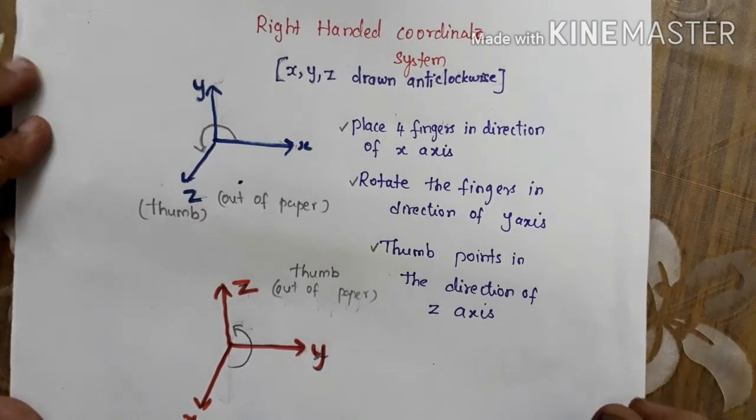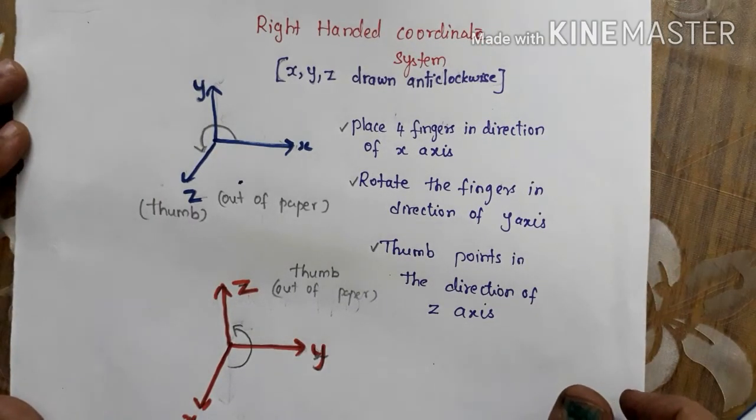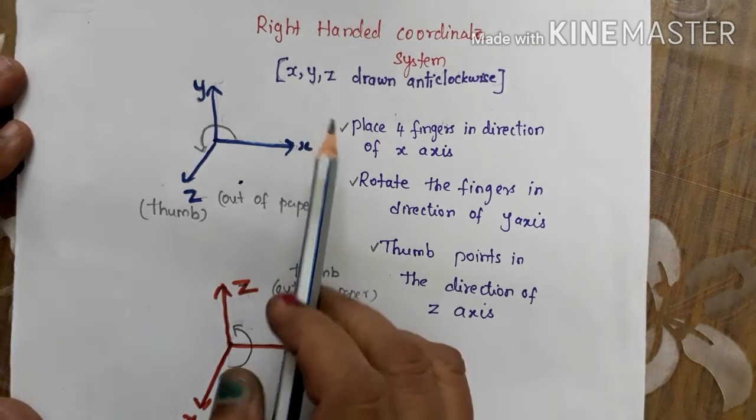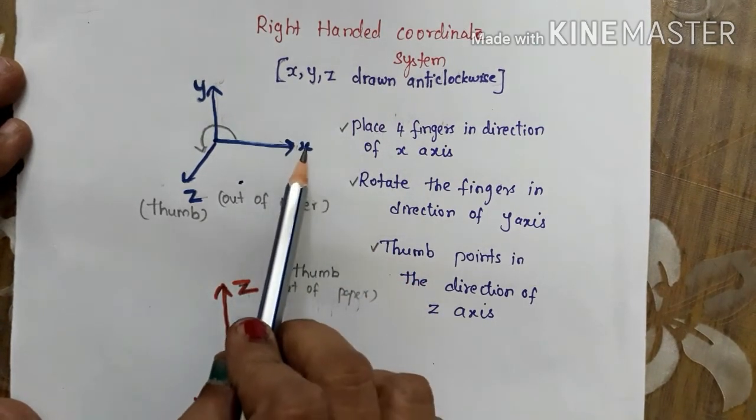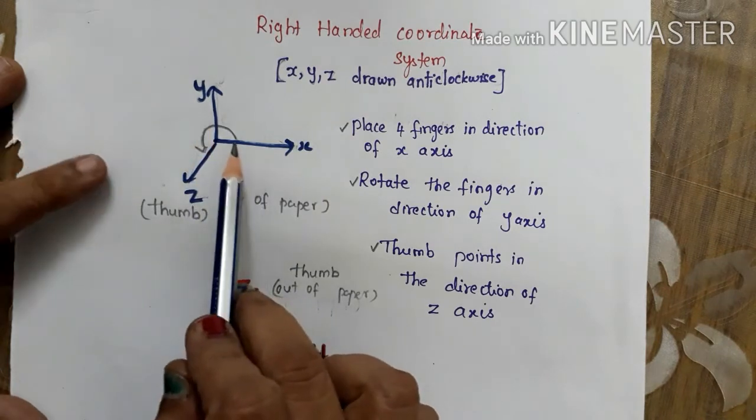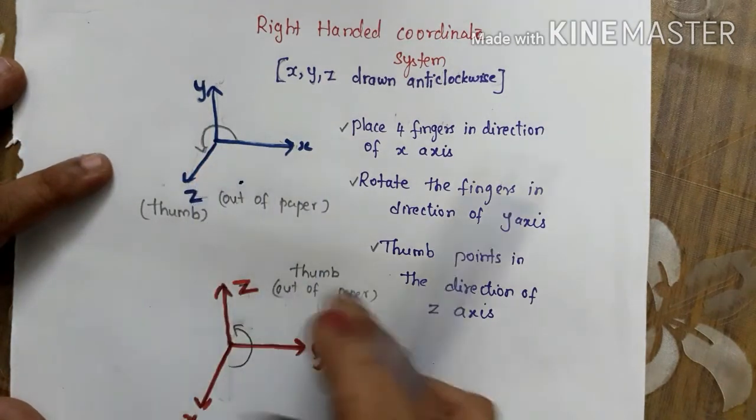Children, already I told you in our textbook, right-handed coordinate system is used. So what is meant by right-handed coordinate system? It is that XYZ axes, all the three axes, are drawn in anti-clockwise direction. You can see here, children, X, Y and Z axes, all the three axes are drawn in anti-clockwise.